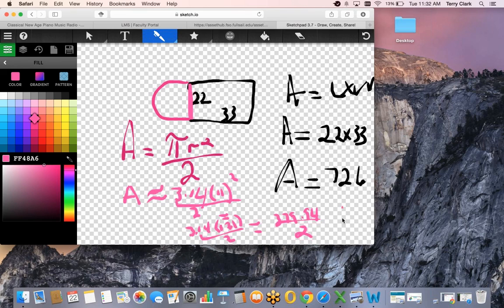Then that's going to give me 189.97. Then I'm going to add that to the 726. And then that's going to give me 915.97 square feet.